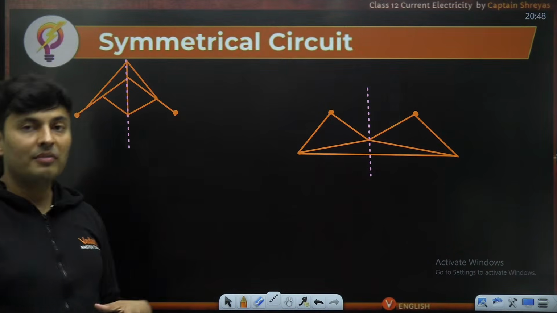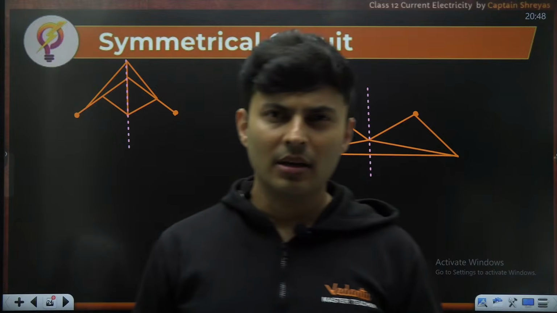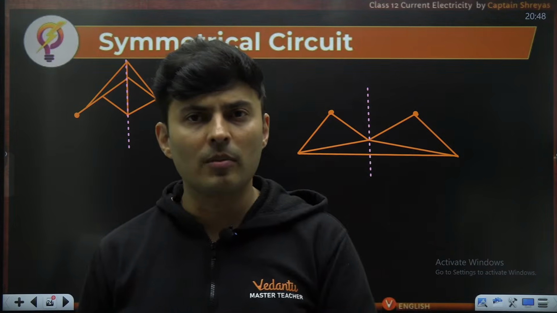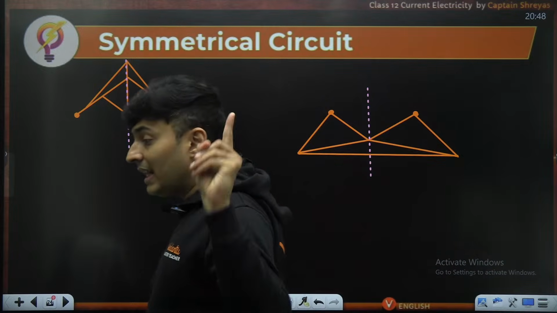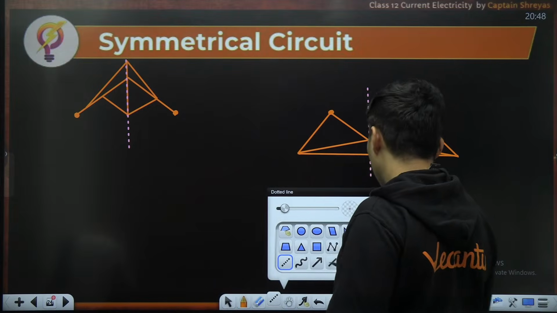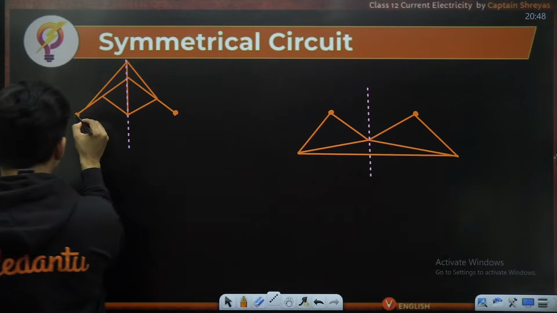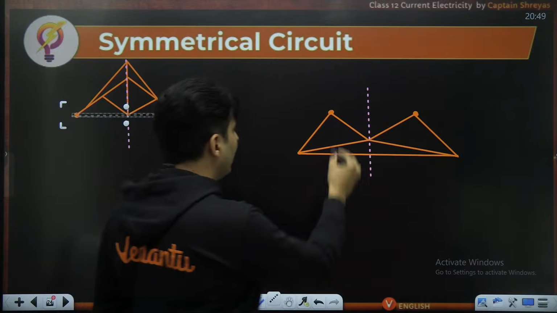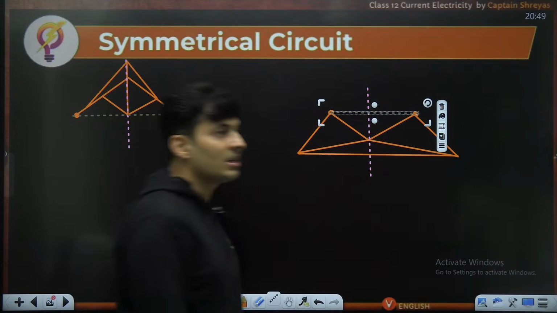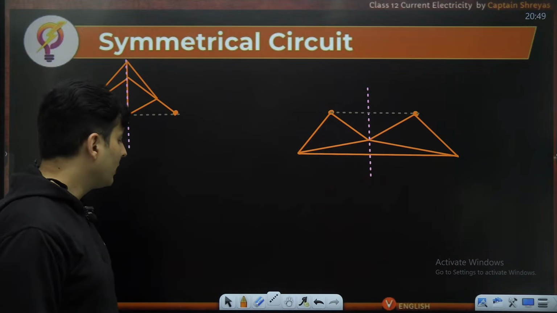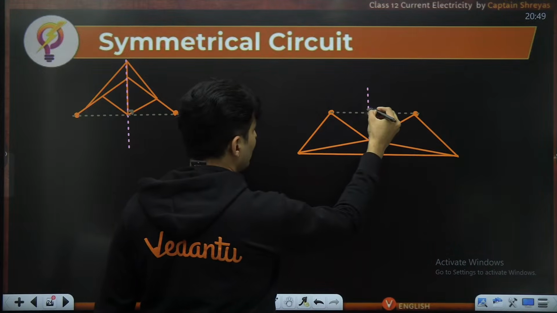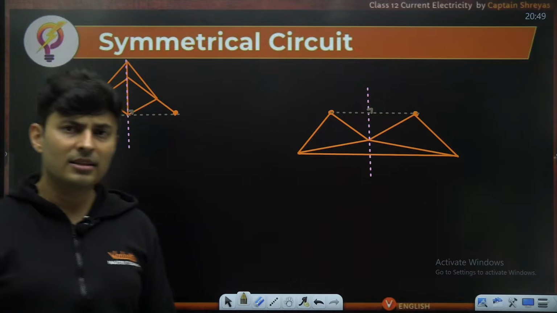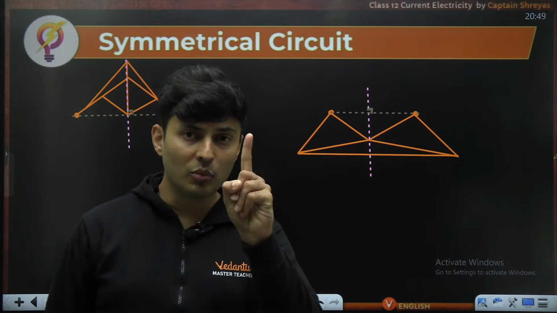First, identify if the problem is actually based on symmetry. Usually, nobody will tell you, hey, listen, this is a symmetry problem. By the look of it only, you can see, oh, left and right, up and down are the same. Then first identify that. The line of symmetry must be perpendicular to the points across which you are trying to find the potential difference. This is the most important criterion. The line of symmetry must be perpendicular to the points across which you are finding the resistance or capacitance.